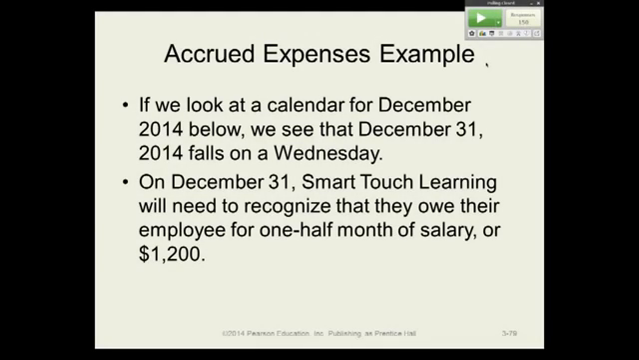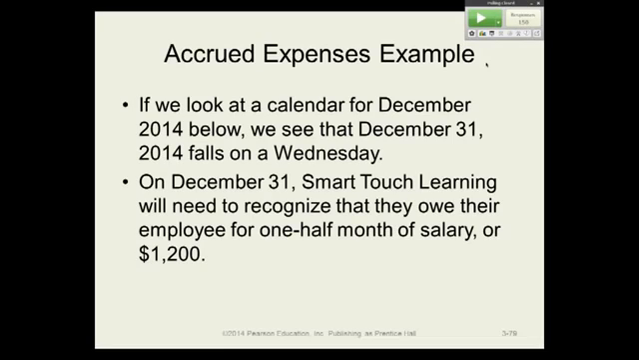Now, the next is going to be accruals. And you're going to find that the actual adjustments here may be easier, but they're not as easy to identify. Let's start with accrued expenses. What are accrued expenses? These are expenses that you've incurred, they're unpaid and unrecorded at the end of the accounting period. So let me summarize that for you.